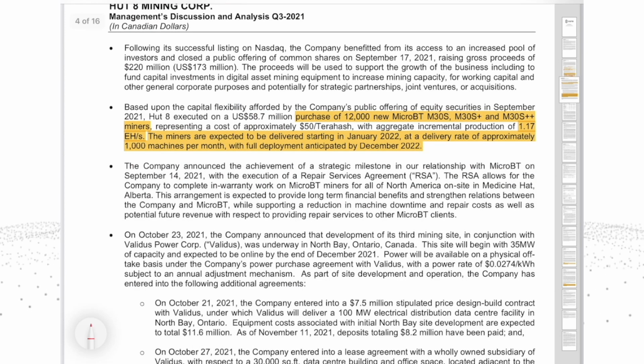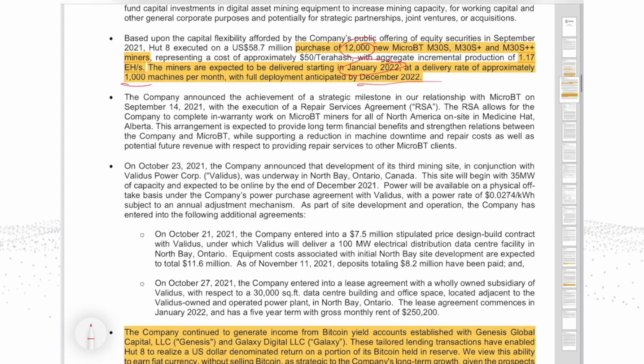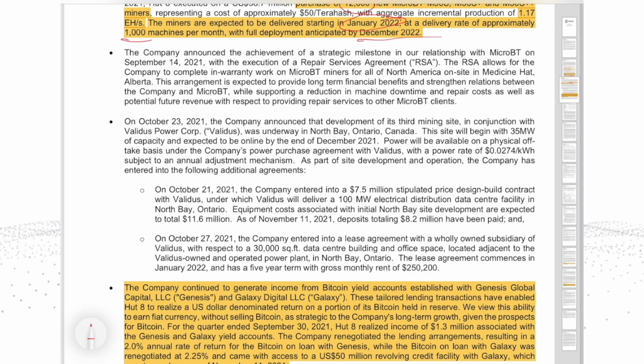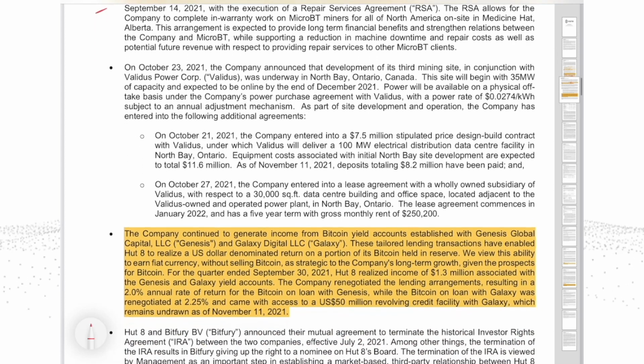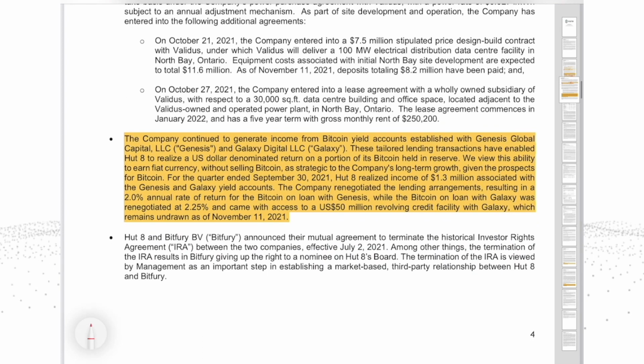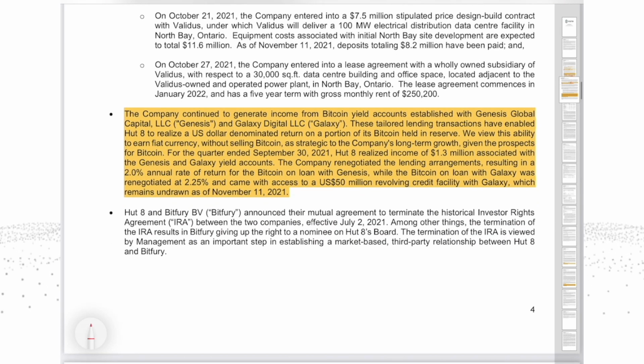Next page. So they also purchased, we knew about this, the 12,000 miners here from MicroBT. These miners are going to be installed starting in January with 1,000 machines per month and fully deployed by the end of December 2022, so we knew that. Also kind of interesting here was that they are going to become a repair center for MicroBT ASIC miners, so that was good to see. That could also generate a little bit of income for them. What else? The company also continued to generate income from Bitcoin yield accounts established with Genesis Global Capital and Galaxy Digital. We already covered that.